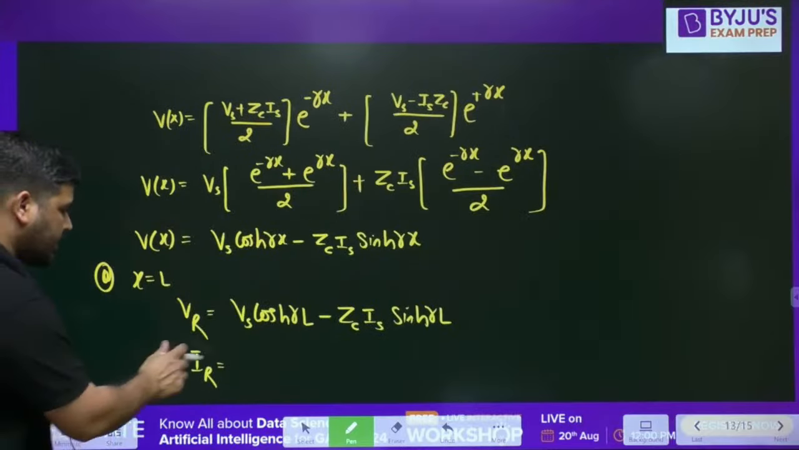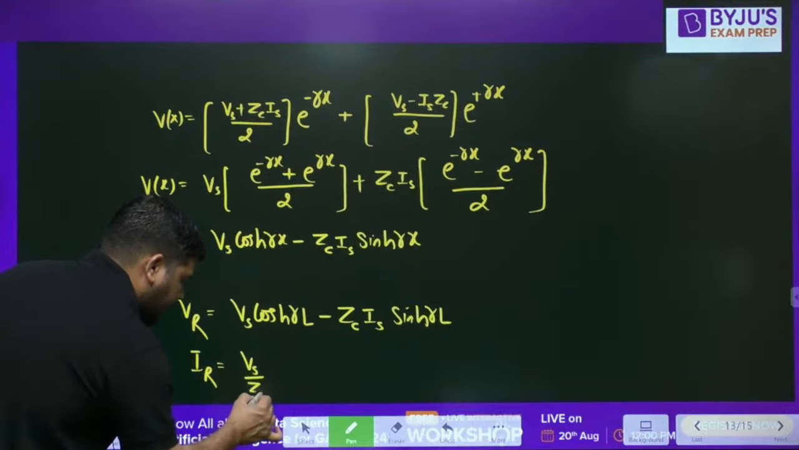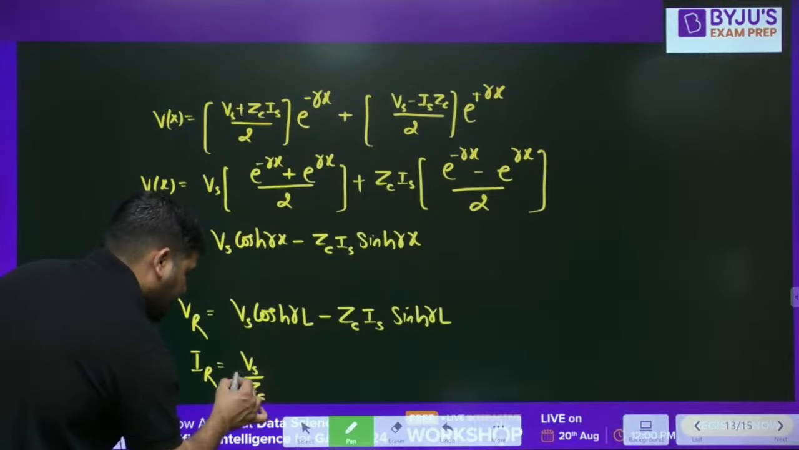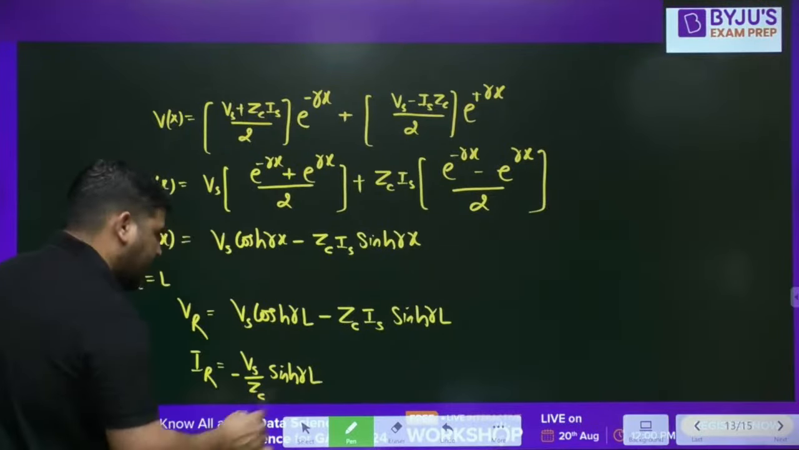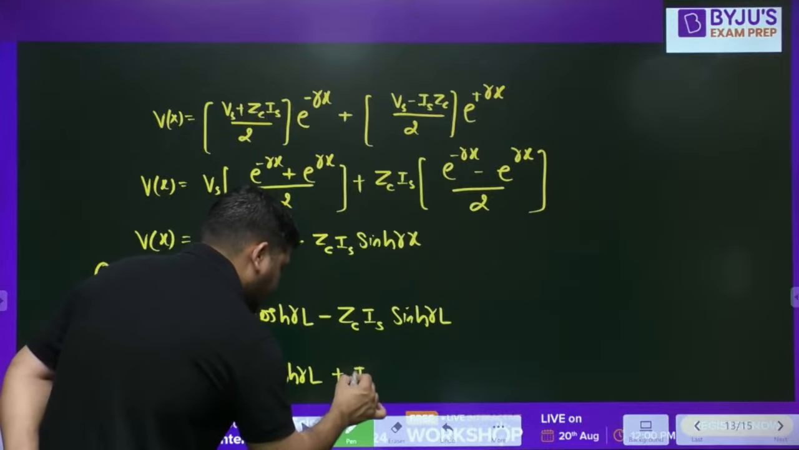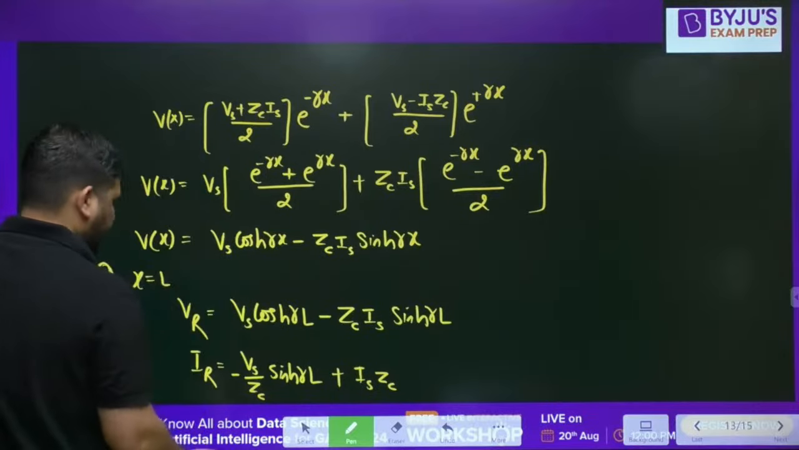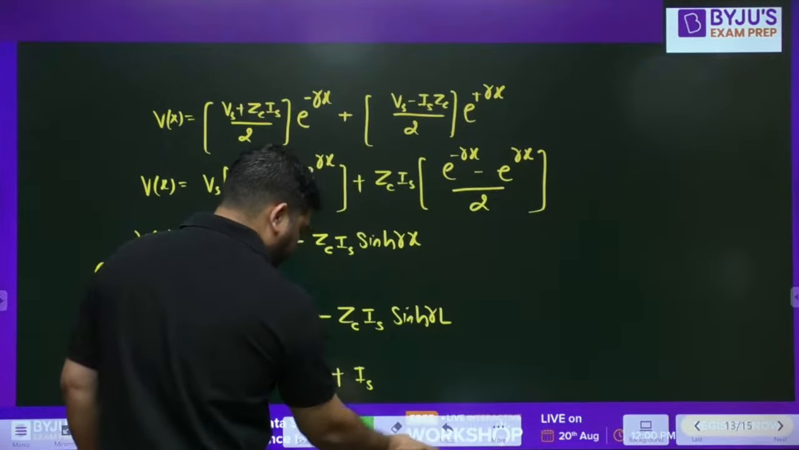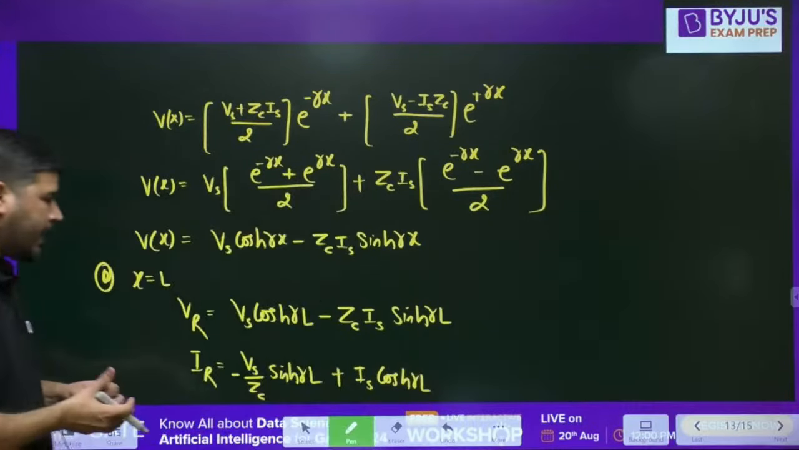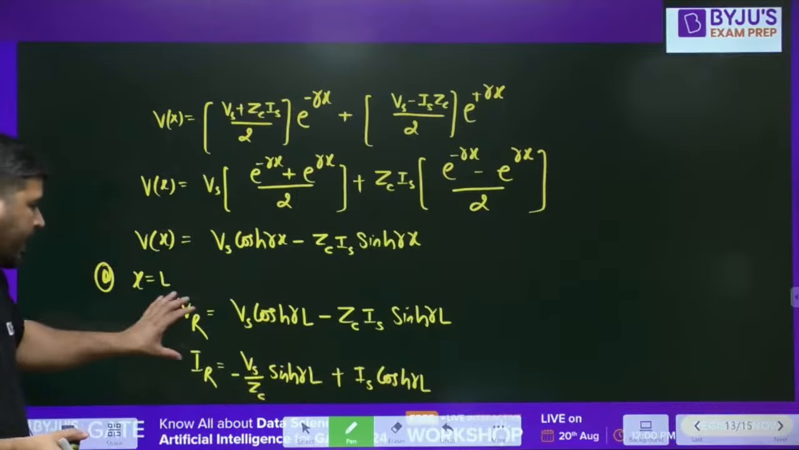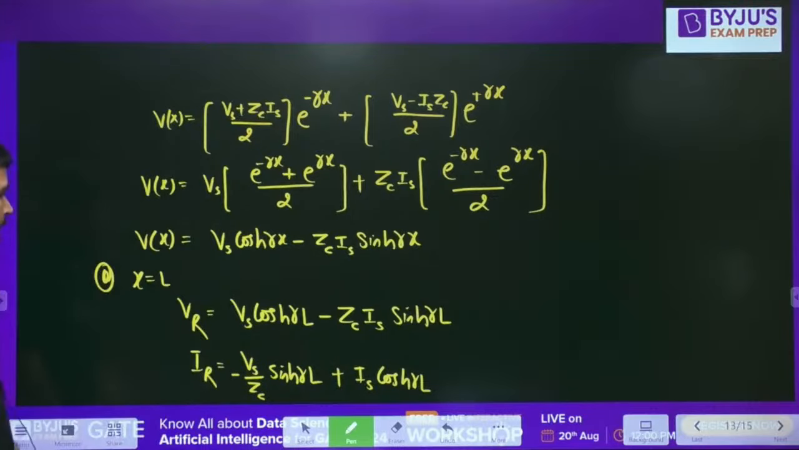So you will get IR is equal to Vs by Zc, and this is also minus sin hyperbolic gamma L, you can check it yourself, plus Is into cos hyperbolic gamma L. No, this Zc will not be there. Okay, so you'll get this. Now if you write this in matrix form, so this is my VR, this is my IR. We have calculated VR and IR.